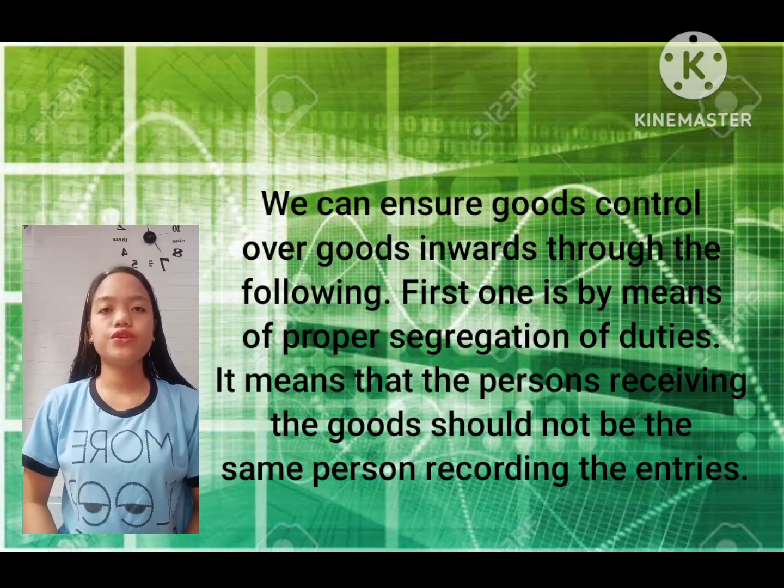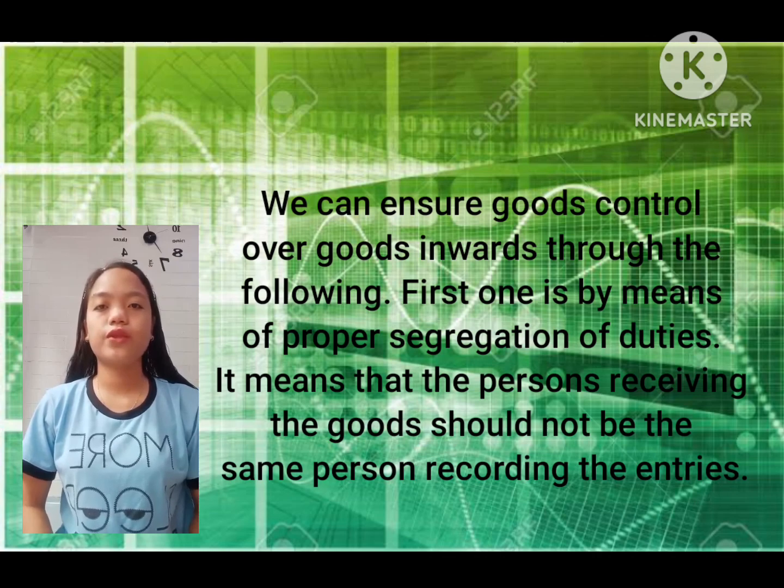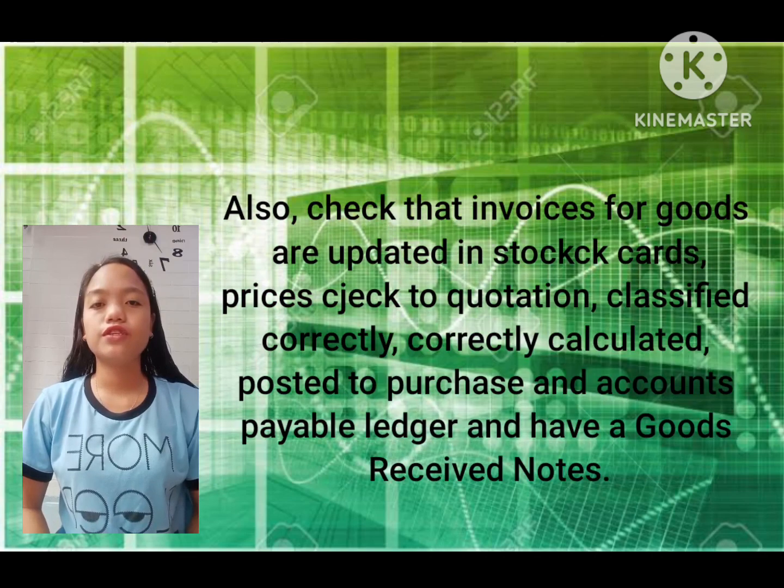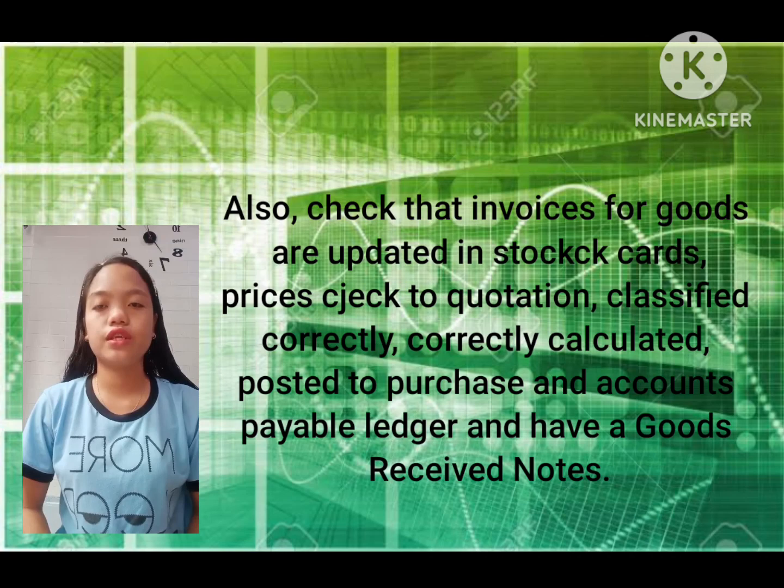We can ensure good control over goods inward through the following. First, by means of proper segregation of duties. It means that the person receiving the goods should not be the same person recording the entries. Also check that the invoices for goods are updated in stock cards, price checked to quotation, classified and correctly calculated, posted to purchases and accounts payable ledger, and have goods received notes.